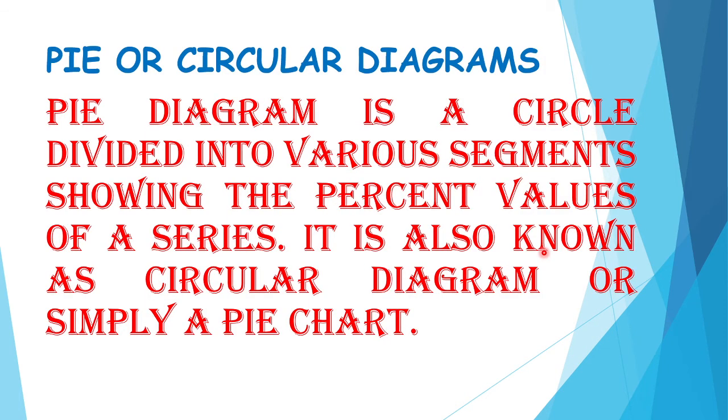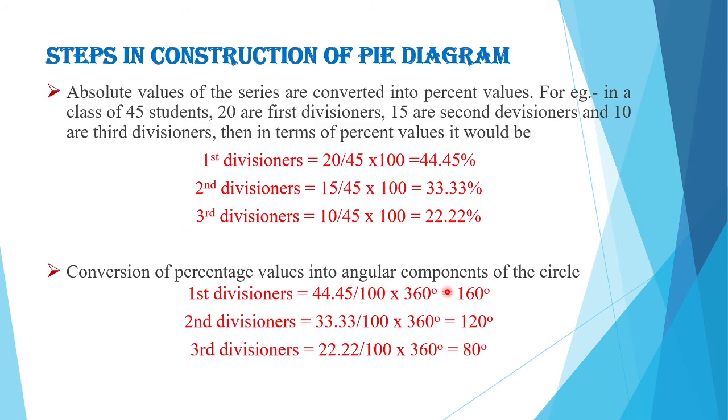Next, we are going to study about the pie or circular diagrams. This is another form of geometric diagrams. A pie diagram is a circle divided into various segments showing the percent values of the series. It is also known as circular diagram or simply a pie chart. Here are some of the steps in the construction of a pie diagram. How to construct a pie diagram?